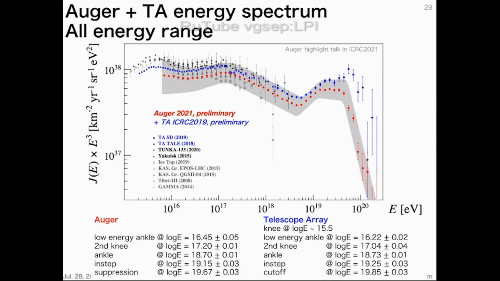And this is a comparison of the all energy range OJ spectrum and the TA spectrum. So you can see, how to say, nice agreement, but a little bit of differences in the energy scale. This is a summary of the broken energy points for the OJ case and the TA case.